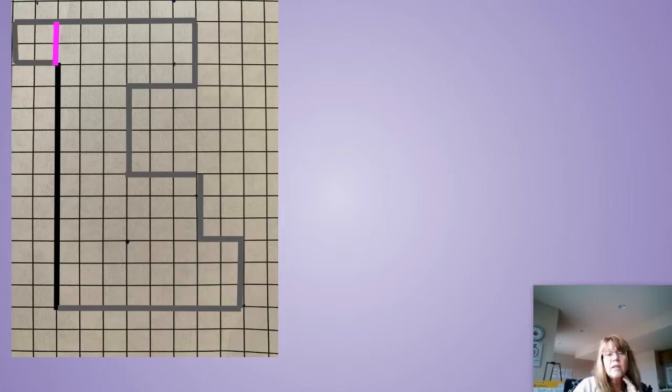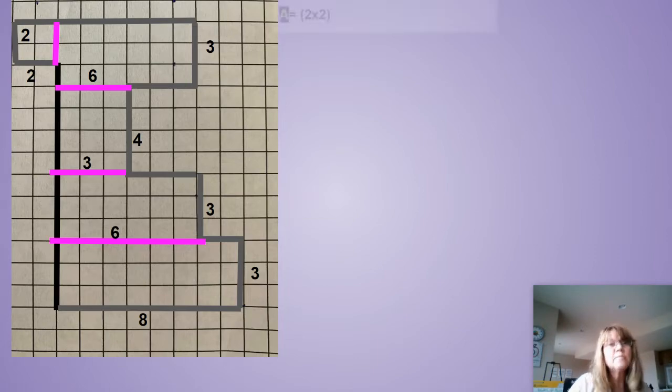I am going to now draw in lines in pink to show where I'm decomposing this figure. I now have 5 different rectangles. One is actually a square, but it's still a rectangle. And then we are going to mark in our length and width for each one. And you guys got good at that with the other ones that we did yesterday.